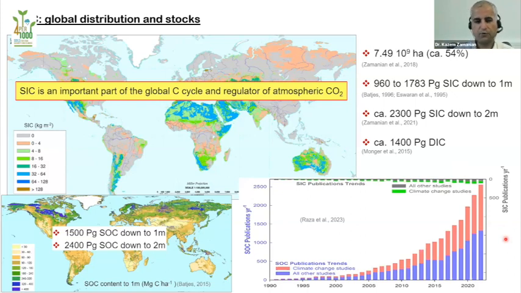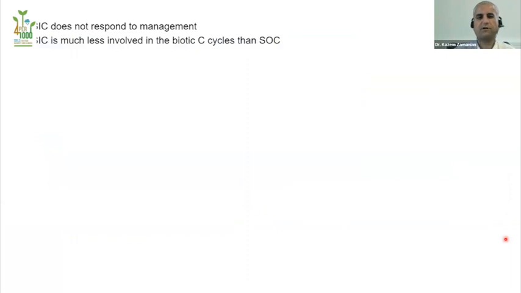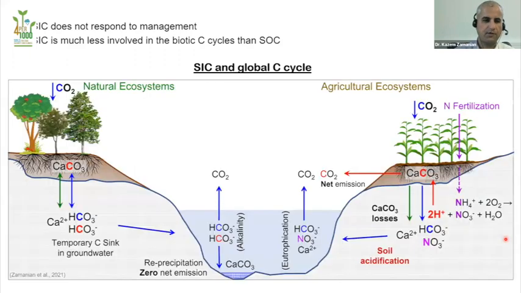And that's mostly because of the general belief that inorganic carbon does not respond to management. This also comes from the fact that inorganic carbon is not involved in biotic cycles, not as much as soil organic carbon. Anyhow, in my opinion, to understand the dynamics of inorganic carbon, we should differentiate between its dynamics in natural ecosystems and anthropogenic ecosystems, like, for example, agroecosystems.